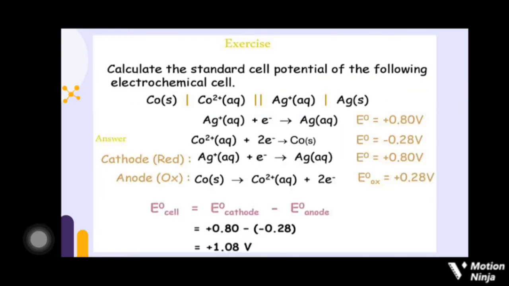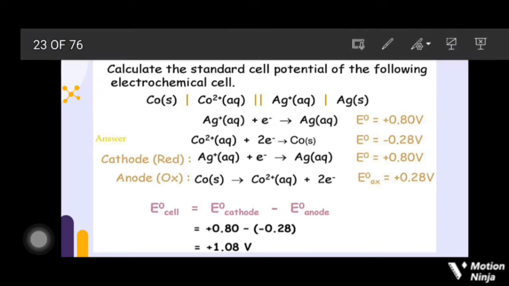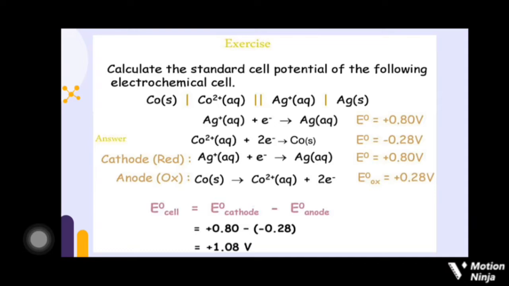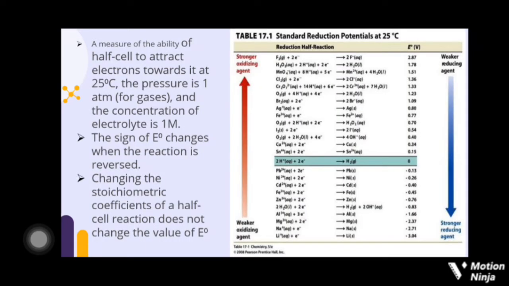Next, we'll be moving to the exercise. Calculate the standard cell potential of the following electrochemical cells. Here we are given the cobalt element and the silver element. First, we need to know the standard cell potential of cobalt and silver. In knowing the cell potential of cobalt and silver, we need to use the standard reduction potential table.